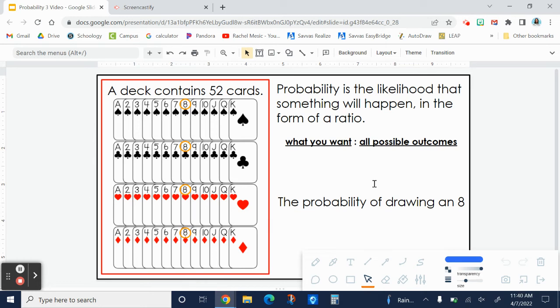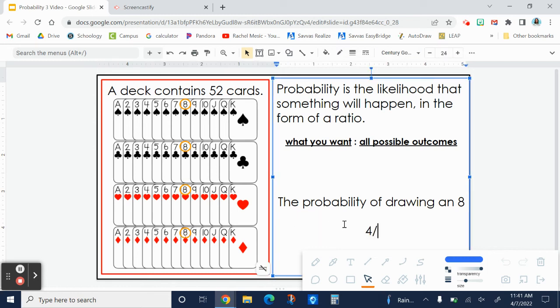All right, so the probability of drawing an 8. So if there's a magician who flips over all of the cards and wants you to pick one, what is the probability of getting an 8? Well, in this deck of cards, there are 1, 2, 3, 4 cards that are an 8. So 4 out of the 52 cards. So that would be our fraction.